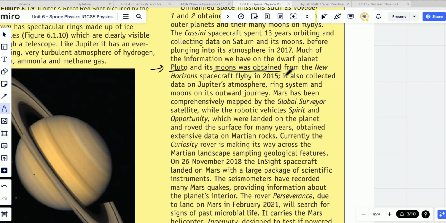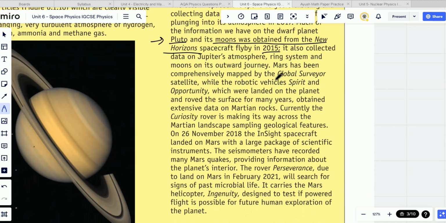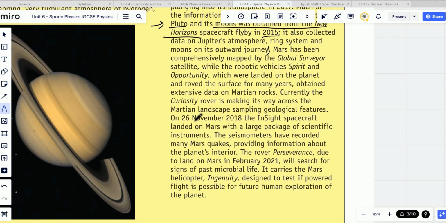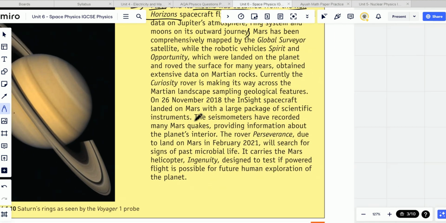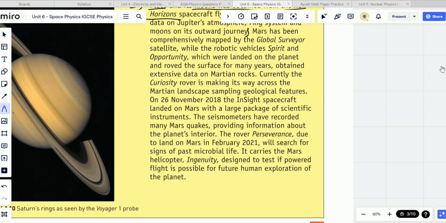See this part. Pluto and its moons data was obtained from the New Horizons spacecraft by flyby in 2015. It also collected data on Jupiter's atmospheric system and moons on its outward journey. Mars has been comprehensively mapped with the Global Surveyor satellite. Do you see how many satellites we have out there which are taking pictures and getting more information about all these planets for us?